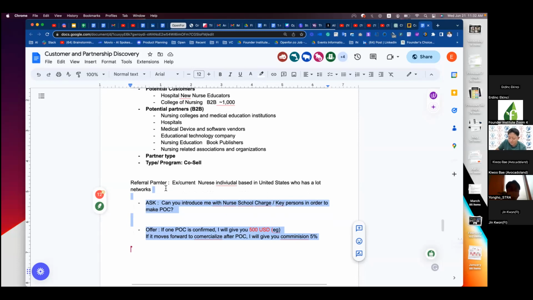I think there's another thing here. This is the individual, right? And maybe agency also works, but this is generally expensive.